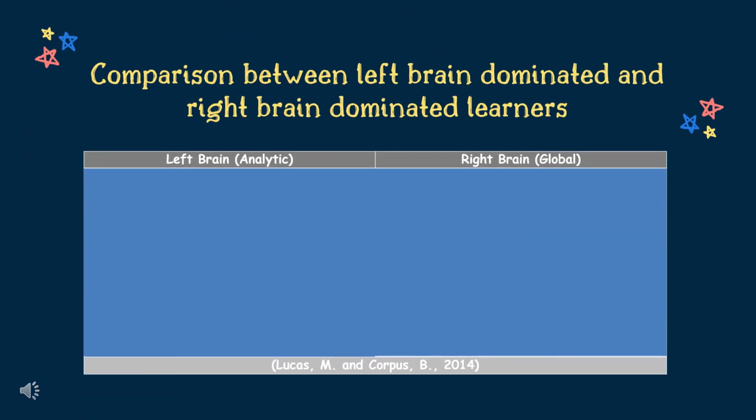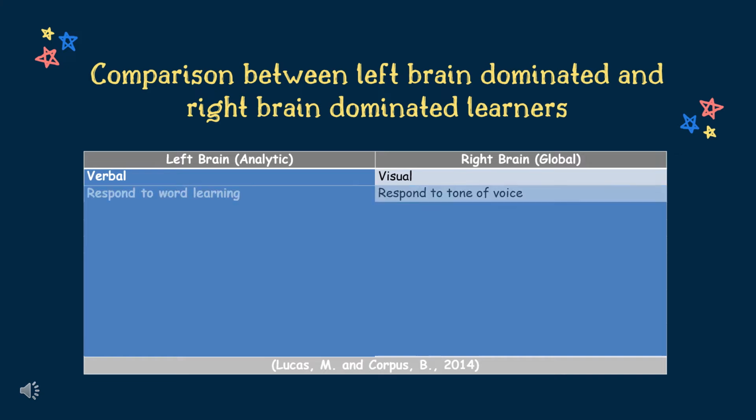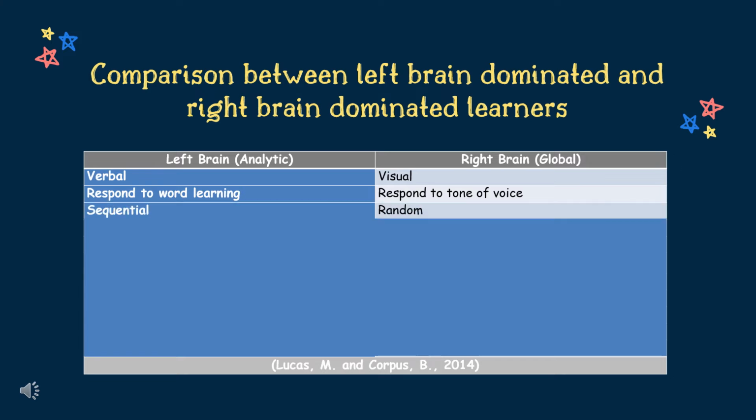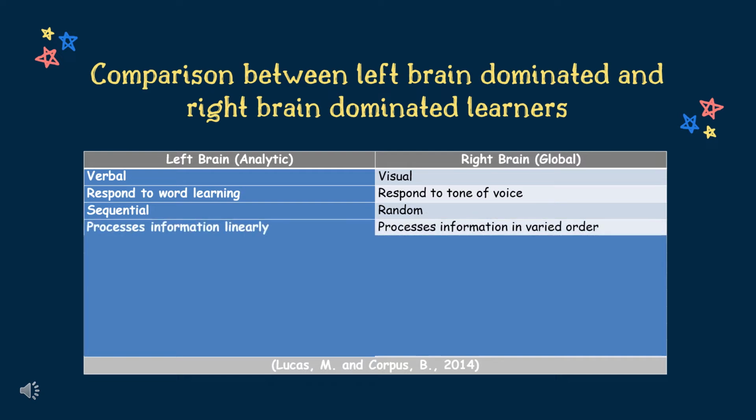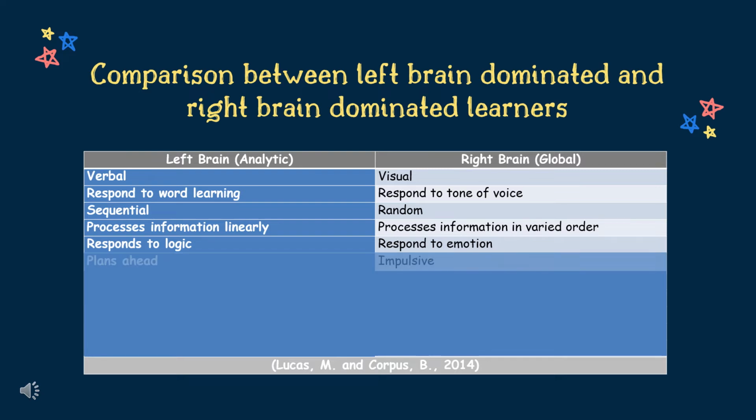And here is a comparison between left brain dominated and right brain dominated learners. Analytic thinkers are verbal learners, while global thinkers are visual learners. Analytic thinkers respond to the word learning, while global thinkers respond to the tone of voice. Next, analytic thinkers are sequential, while global thinkers are random. Analytic thinkers respond to information linearly, while global thinkers process information in varied order. Analytic thinkers respond to logic, while global thinkers respond to emotion.